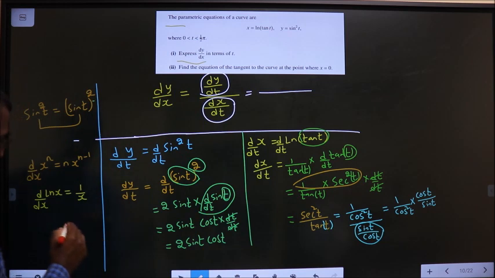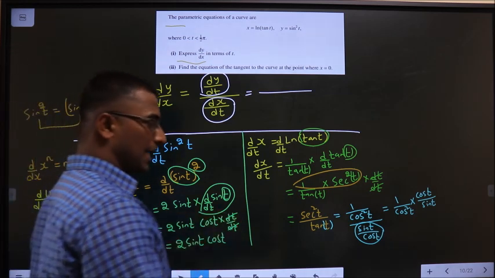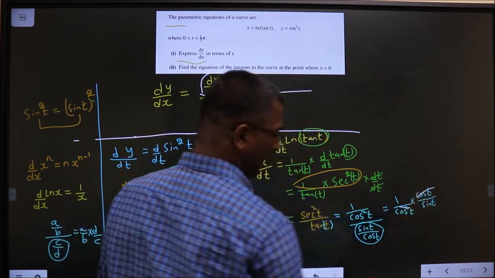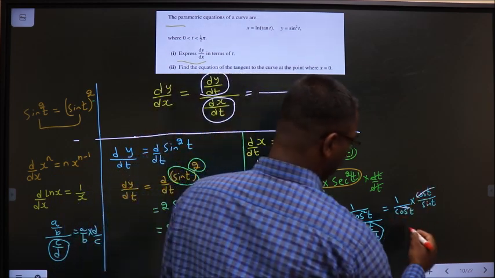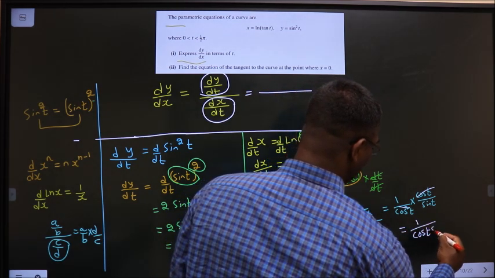Am I clear? If it is a by b by c by d, when c by d is coming up, it will get reciprocal, d by c. Same here. And why did I do that? Such that cos square and this cos t will cancel out, and I am left with 1 by cos t sin t.